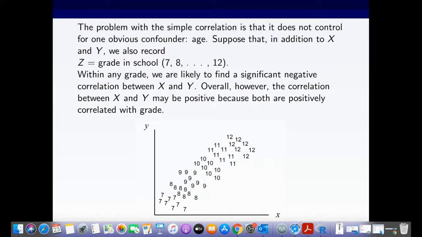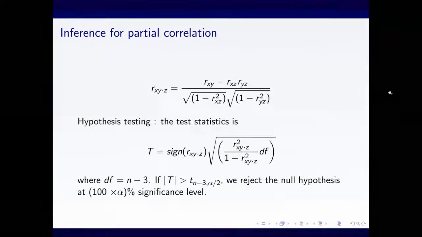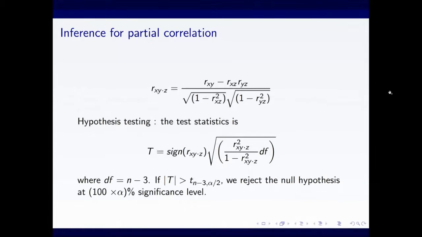Any questions? So we can do inference for partial correlation as we did in the simple correlation case. I will continue this next time.